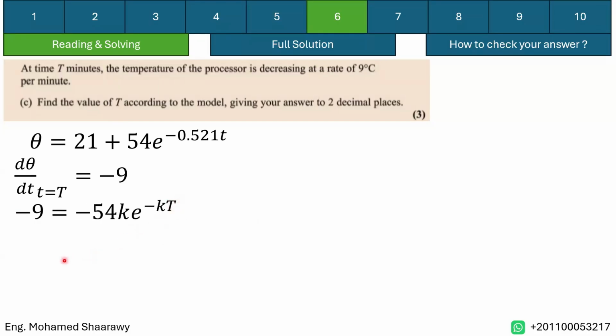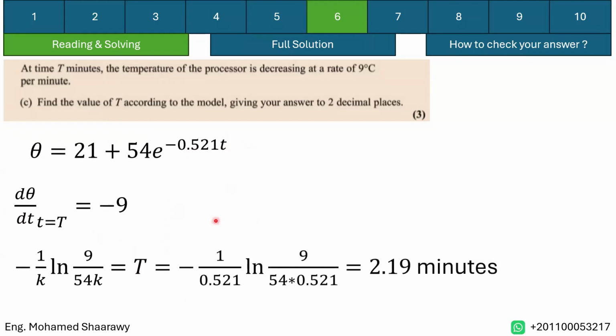In order to find capital T, I can divide both sides by negative 1, and then divide both sides by 54k, and then ln both sides, and then divide both sides by negative k, and now I have capital T as this value. I can now replace k with its value, which is 0.521. I found this to be 2.90 minutes, which is the answer to 2 decimal places.